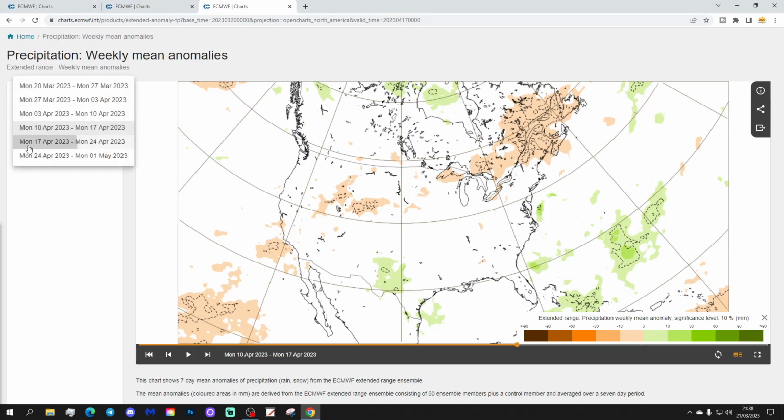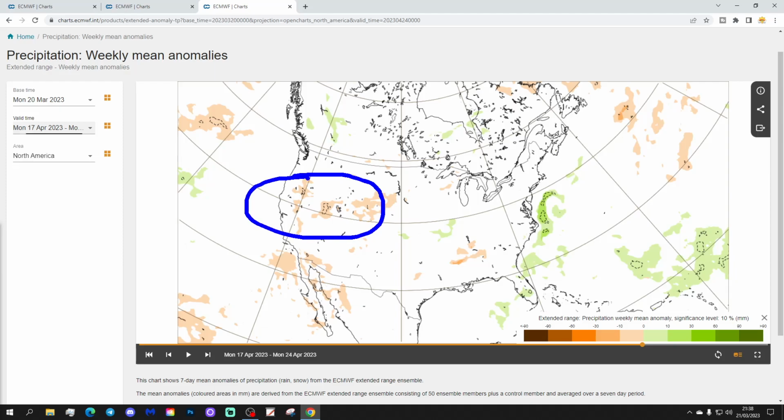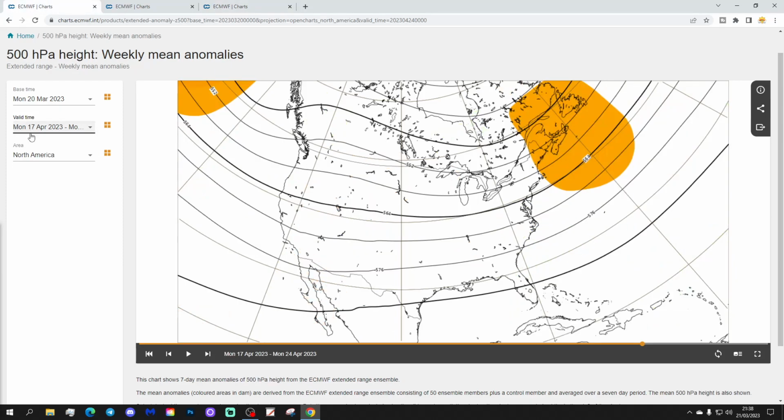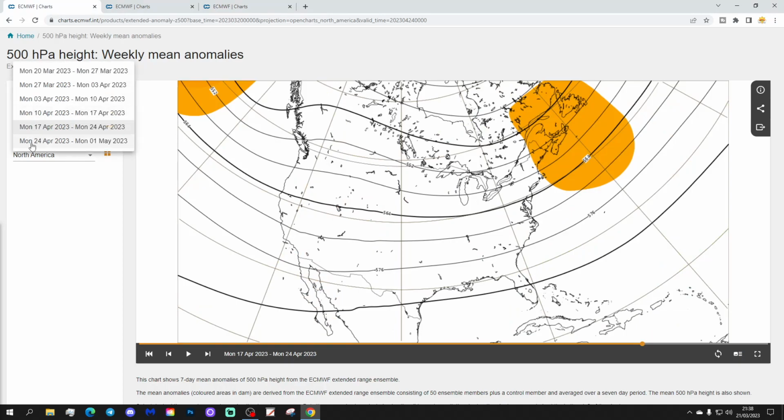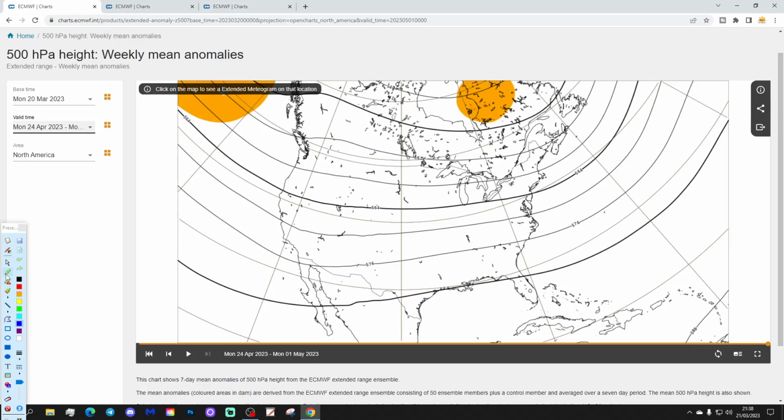Precipitation. We can look at that. Here we go. Drier to the west, maybe a little bit wetter to the east, a very weak signal. And then lastly, week 6, the 24th of April to 1st of May, here we go. And again, very weak signals.